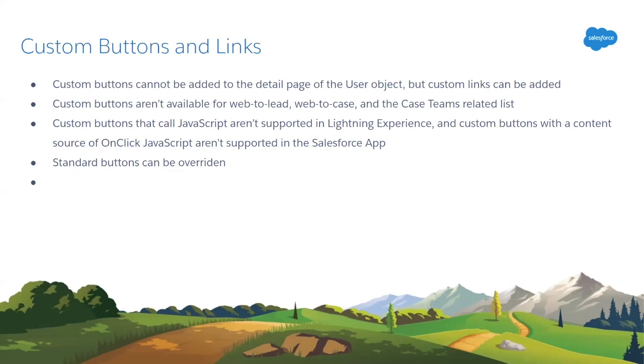Here are some of the limitations. The custom buttons cannot be added to the detail page of the user object. They're not available for web to lead, web to case, and the case teams related list. And this last one, which we touched upon, is that it's not supported in the Lightning experience. And then the standard buttons can be overridden.